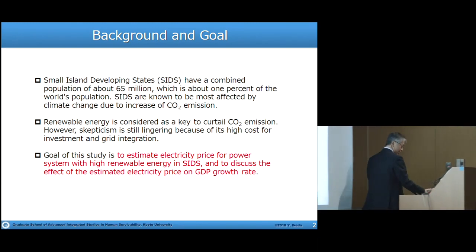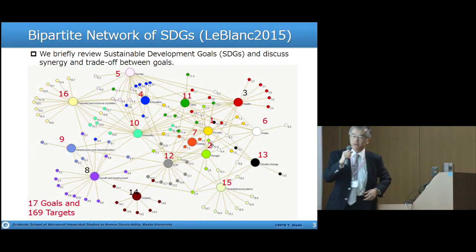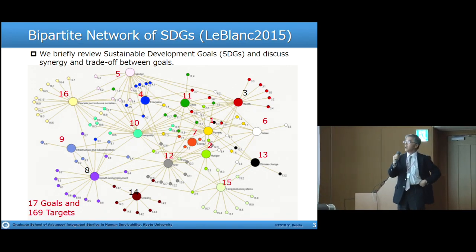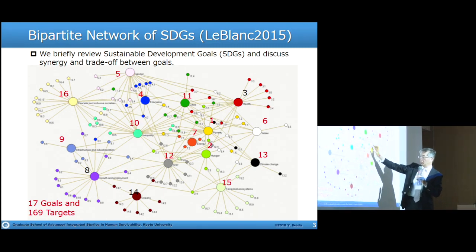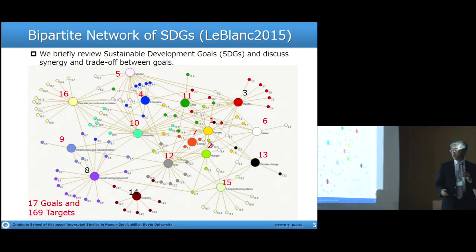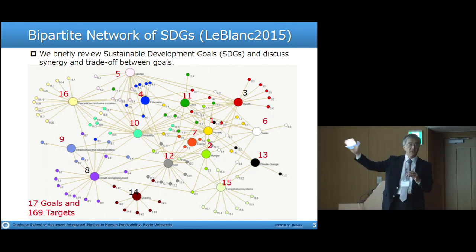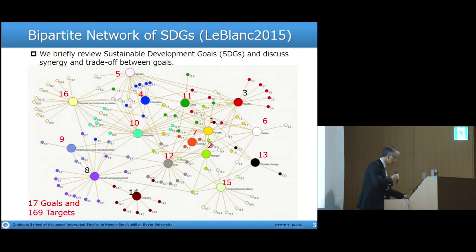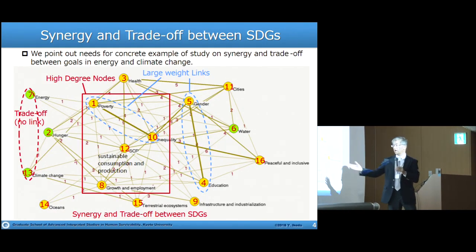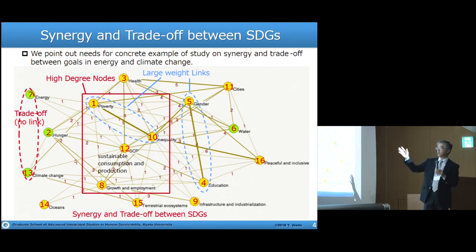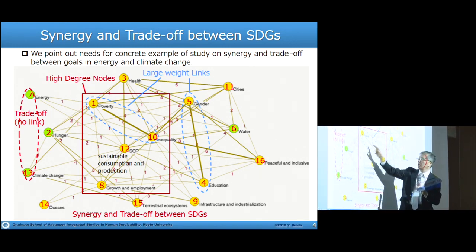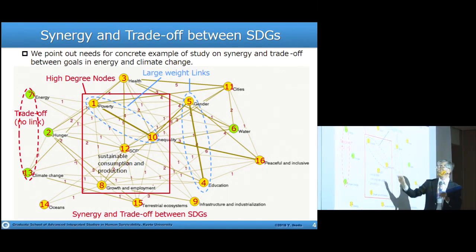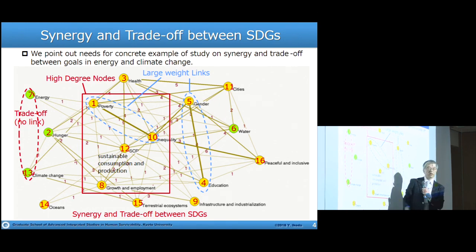on GDP growth rate. Okay, so here is a network representation of the SDGs. In this bipartite network, 17 goals and 169 targets are represented. The large circles are the goals, and the small circles are the targets. If we eliminate these targets from this network, we can get this network, just the interrelationships among goals. In this case, links are not binary. We have some weight here between SDG 1 and SDG 10: weight equal to 9.